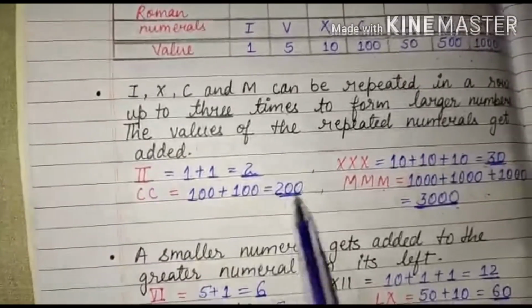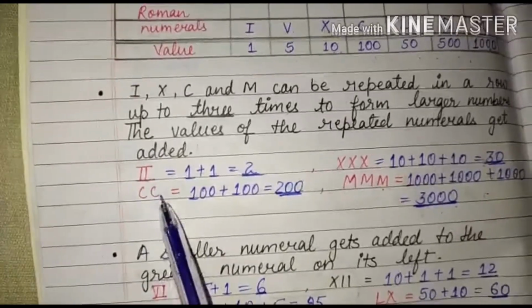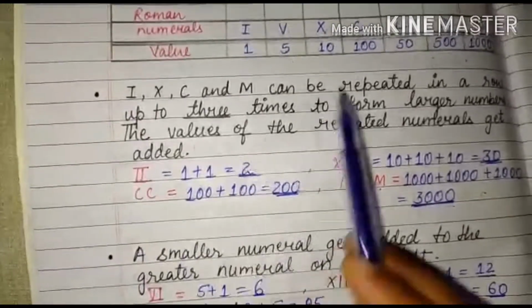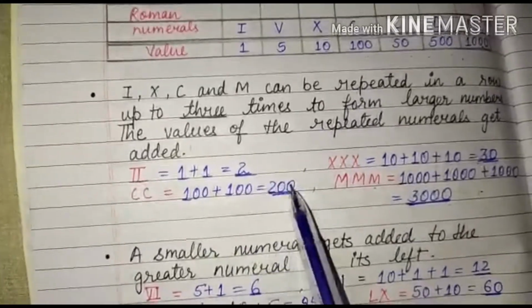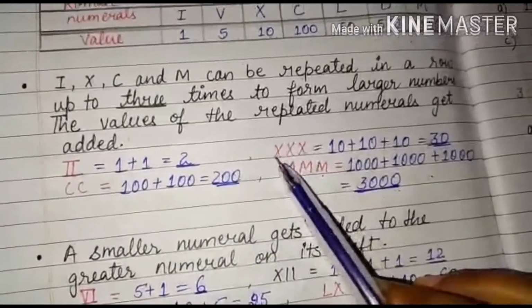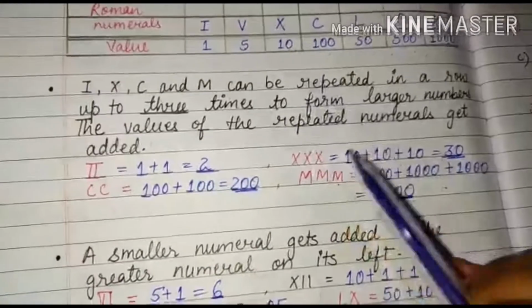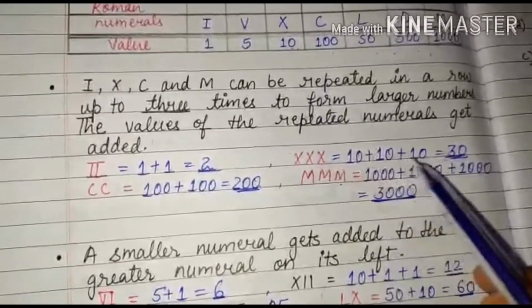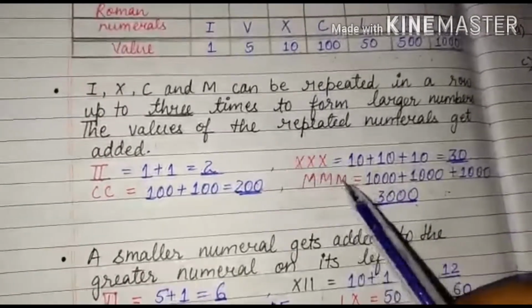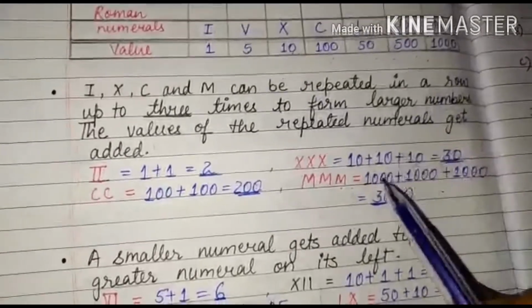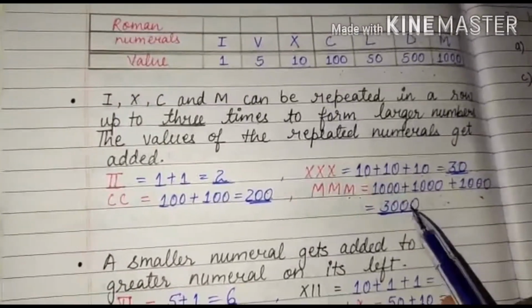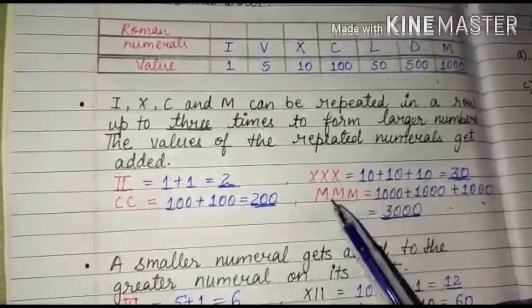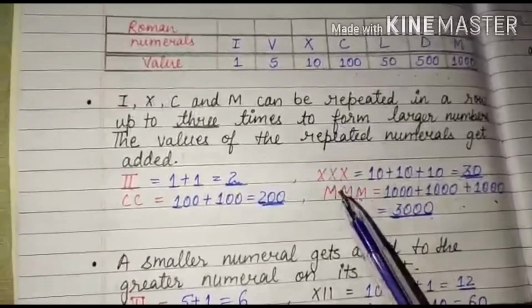If you want to write 200 in Roman numerals, you have to write CC, because 1 C is 100, and if you add 2 hundreds, you will get 200. Now X is 10, so XXX means 10 plus 10 plus 10, that is 30. M means 1000, so MMM means 1000 plus 1000 plus 1000, that is 3000. So if you want to write 3000, you have to write MMM in Roman numerals.